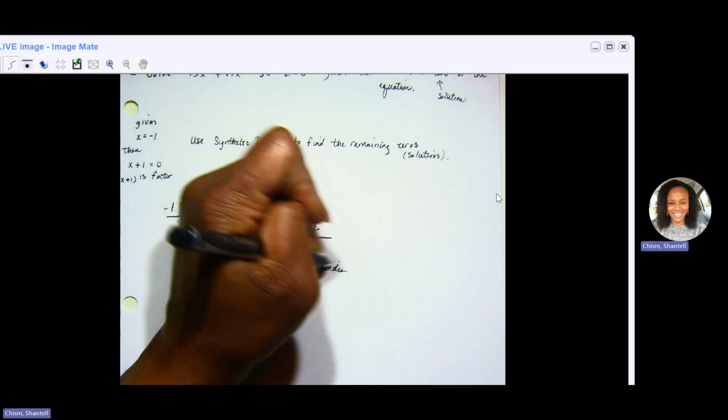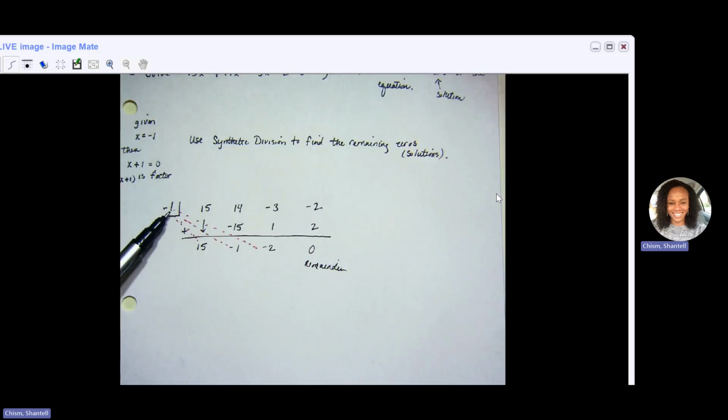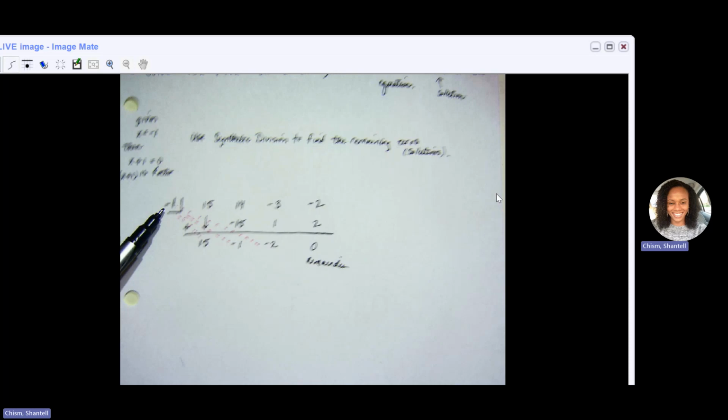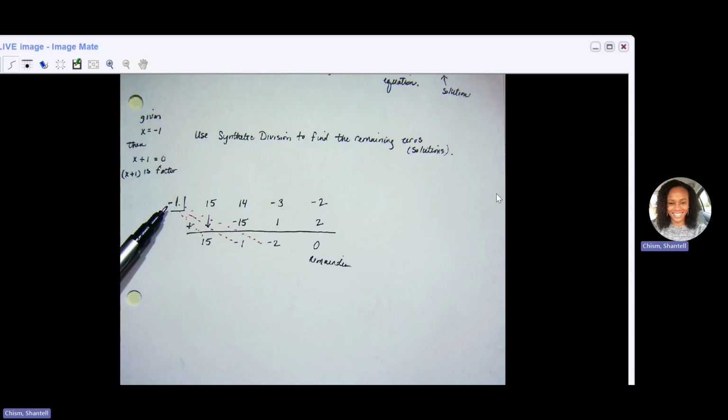And that's an indicator that yes, this is a solution. Because in order for this number to be a 0, I had to get a remainder of 0. That means it goes into that equation evenly with no remainder. So that's an indicator that, yes, this is an actual solution. So now I have that one solution. Remember, I'm still looking for the remaining solutions.